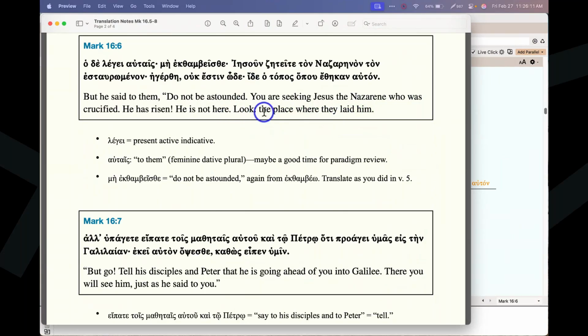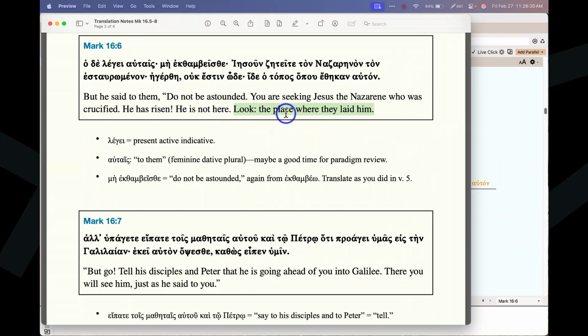Now, again, that's not a complete sentence in English, and Greek, like Hebrew, is more permissive of verbless clauses than I think English is. But I think if you can possibly preserve that, that's great, because there's this almost choppy staccato, like he has risen, he is not here.